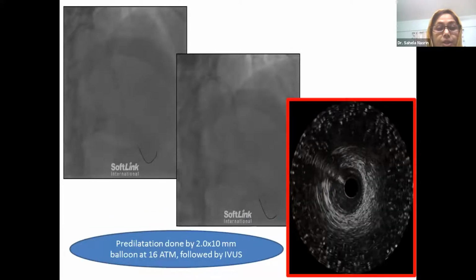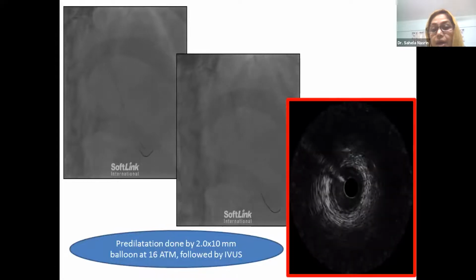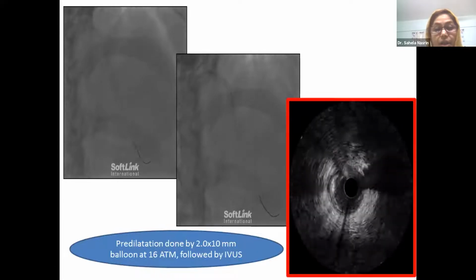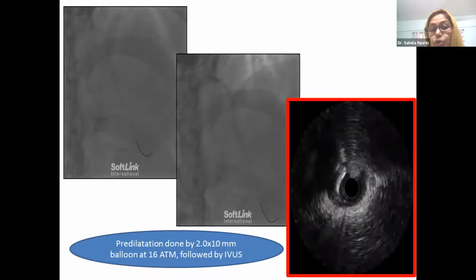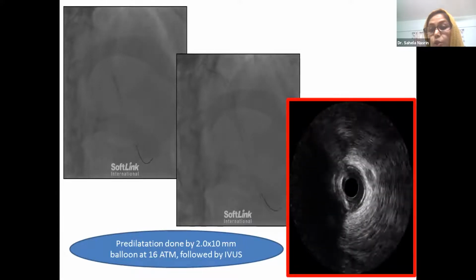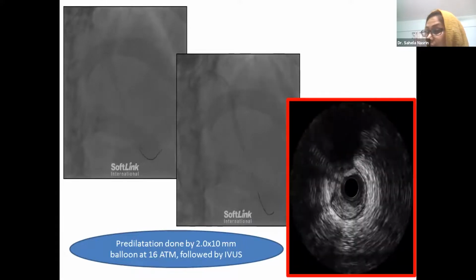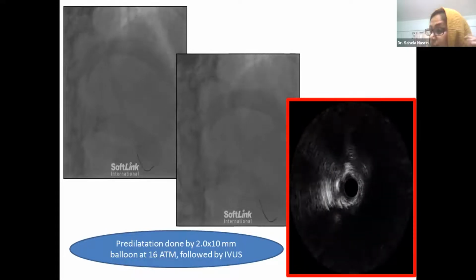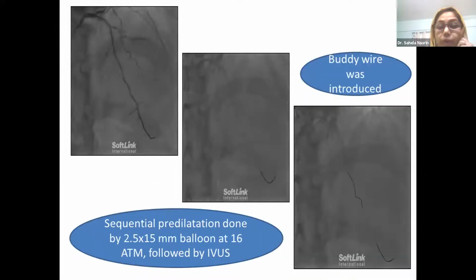Then pre-dilatation was done by 2.0 NC balloon up to 60 atm pressure, followed by IVUS. This is the IVUS, which is showing that there is luminal calcification. It appears as bright hyperechoic lines with acoustic shadowing.